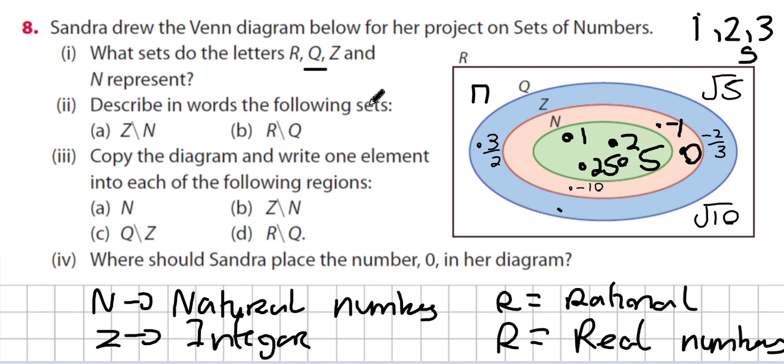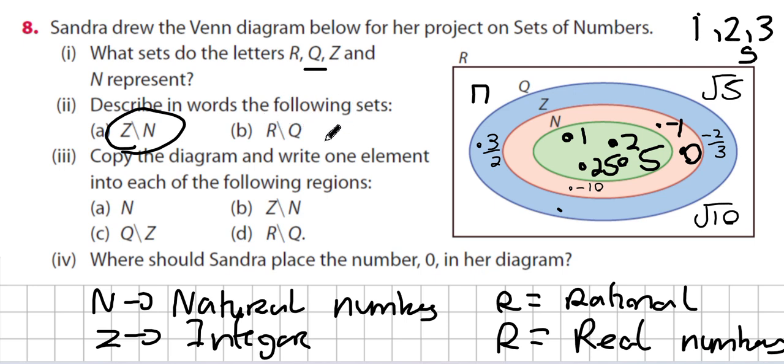Now let's do this. Describe in words the following sets. What's Z/N? Everything in Z that's not in N. Everything that's an integer that's not a natural number. What do you think? 0 and negative numbers. Agreed? 0 and negative numbers.